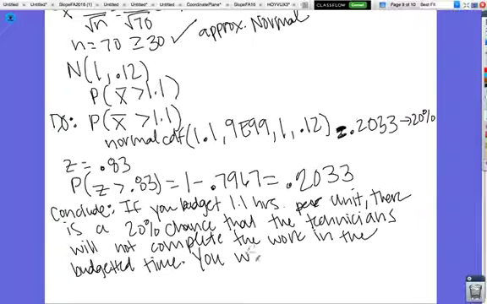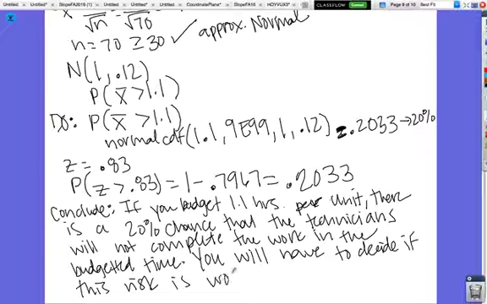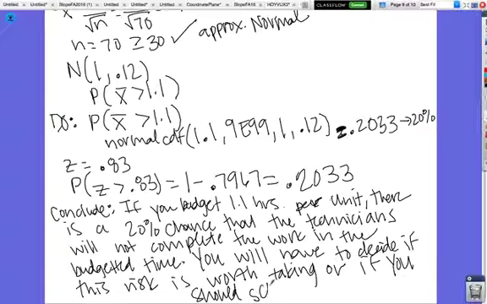And basically, you will have to decide if this risk is worth taking, or if you should schedule more time for the work.